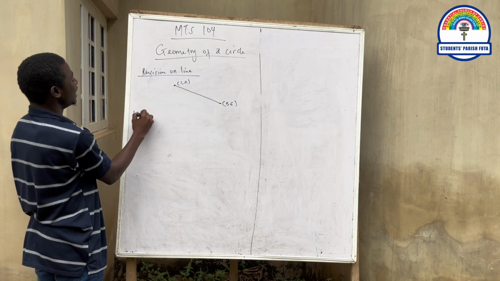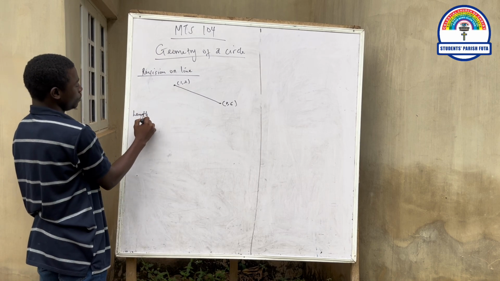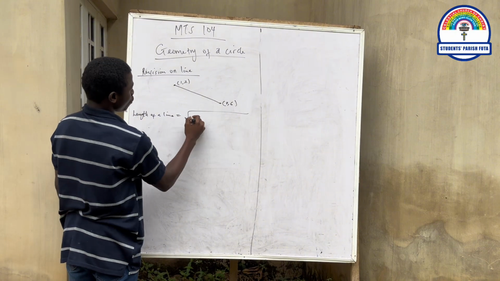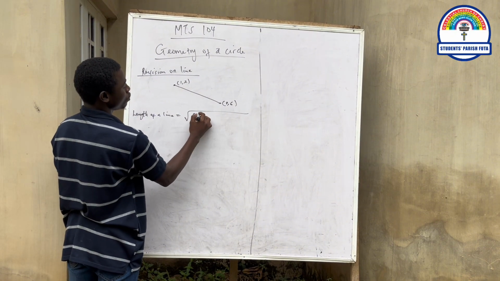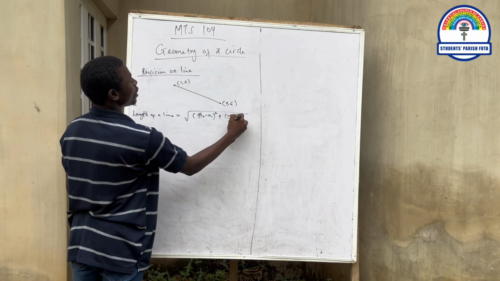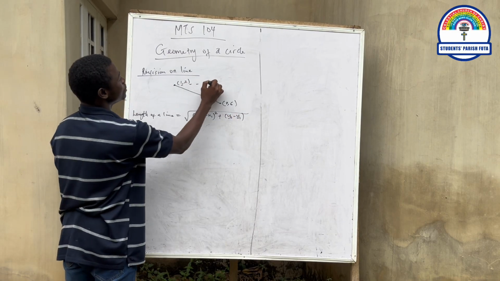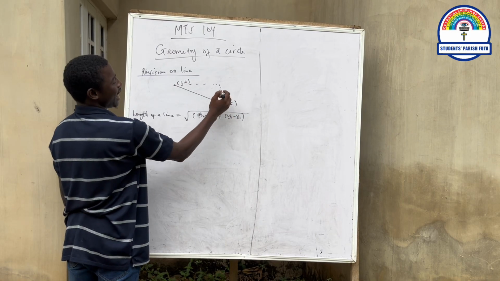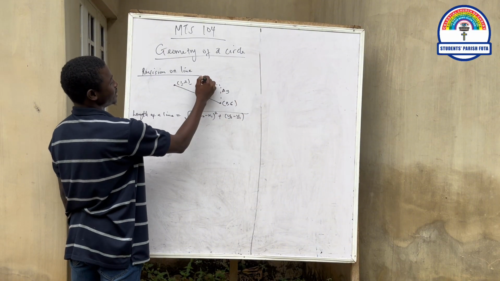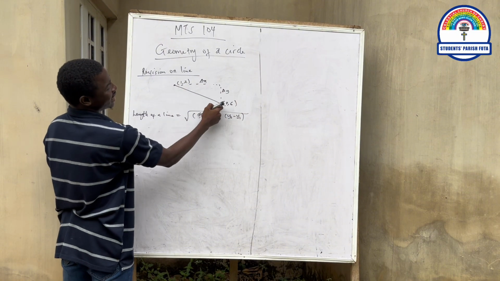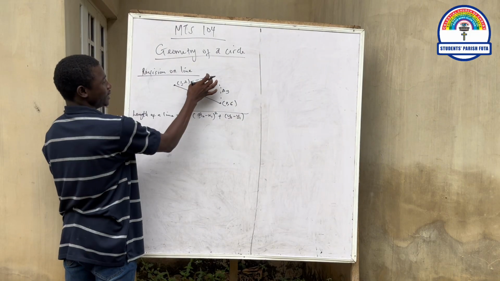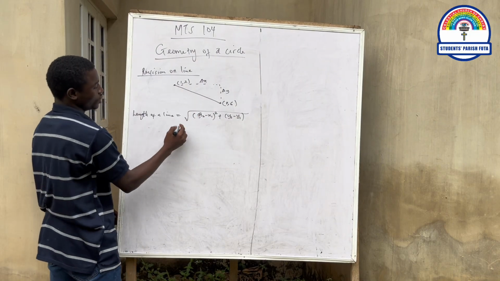So the formula for getting the length between 2 points, the length of a line, is the square root of (x2 minus x1) squared plus (y2 minus y1) squared. It's like representing it with a triangle: y2 minus y1 is the change in y, and this is the change in x. So to get this length, that is Pythagoras theorem. That is this one squared plus this one squared. So that is what we just denoted it with.